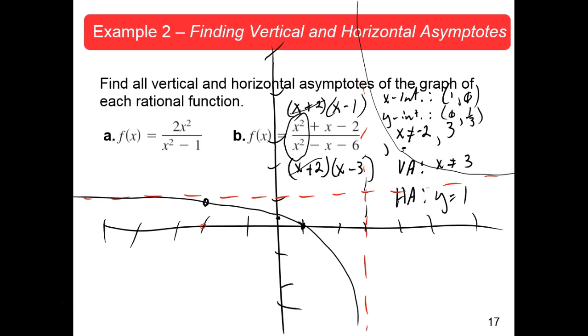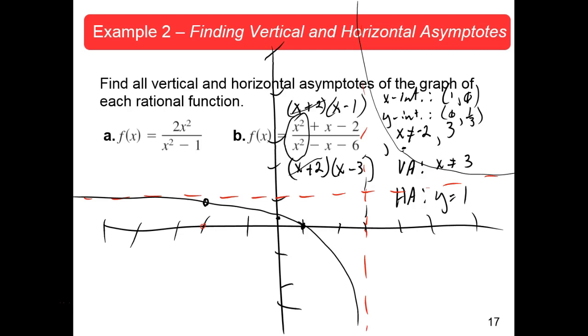Okay? And then the y-intercept is really easy. That's where x equals 0. So wipe out the x's, and you get positive 1/3. Okay. Now, that gives you all the points you can get.